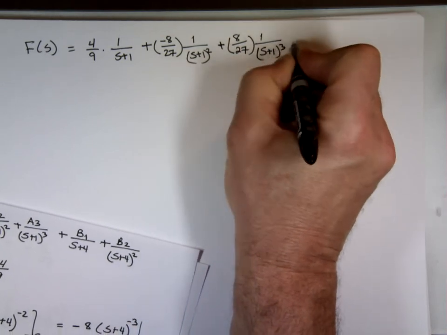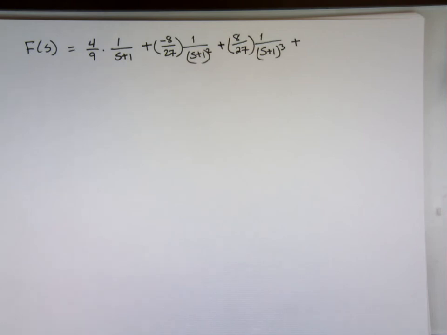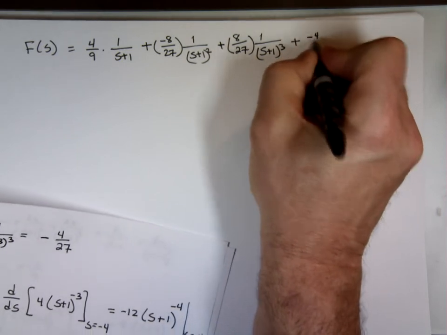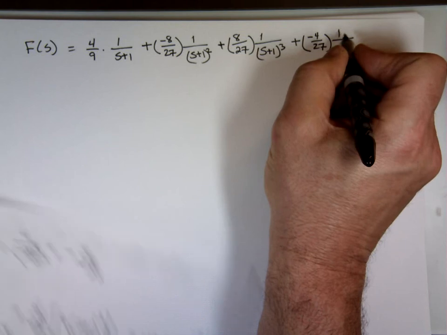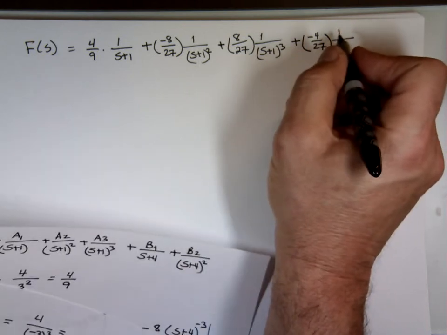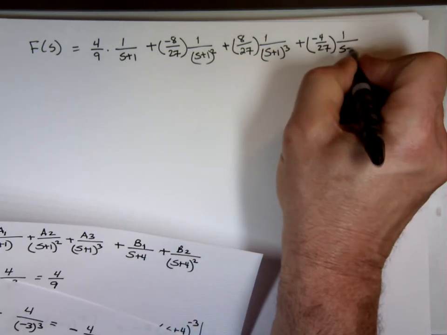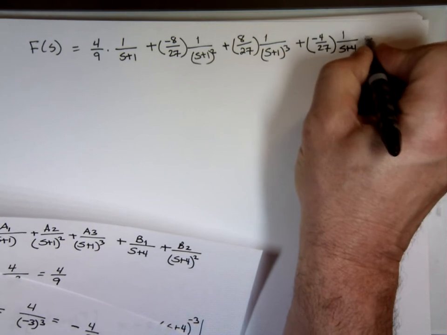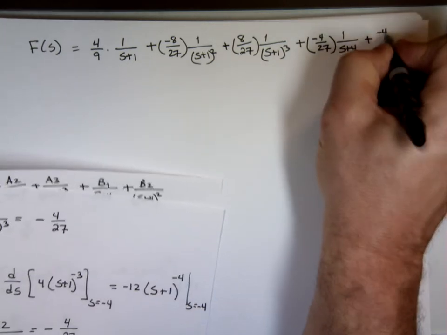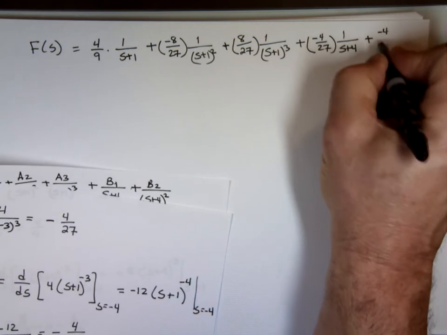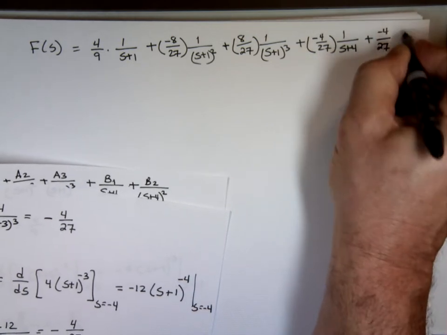Plus B1 now. Negative 4 over 27 times 1 over s plus 4, plus the last one, which is negative 4 over 27 times 1 over (s plus 4) squared.